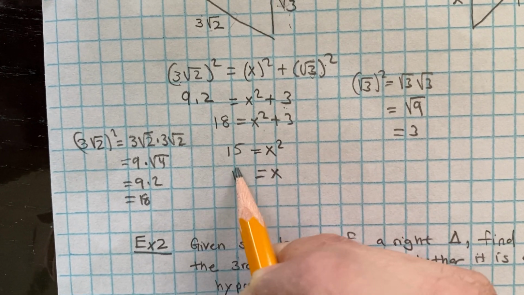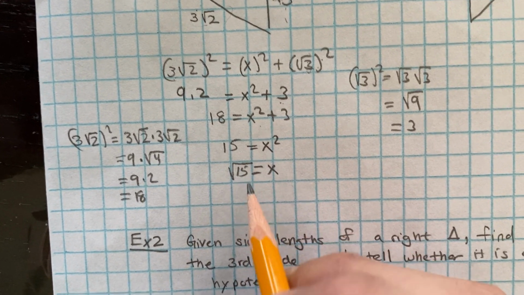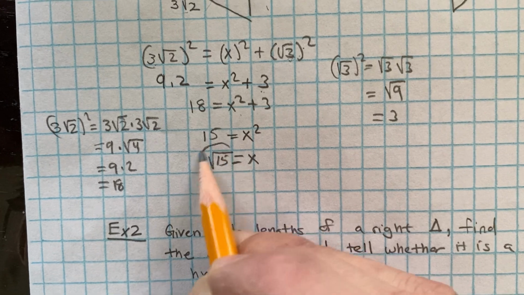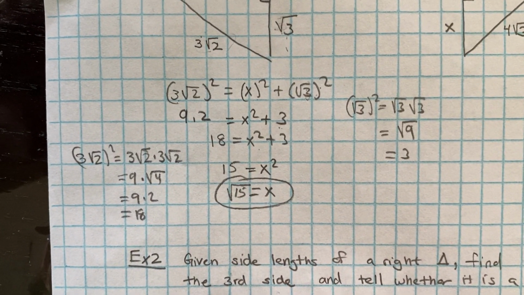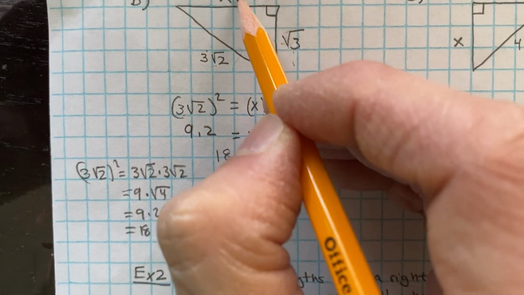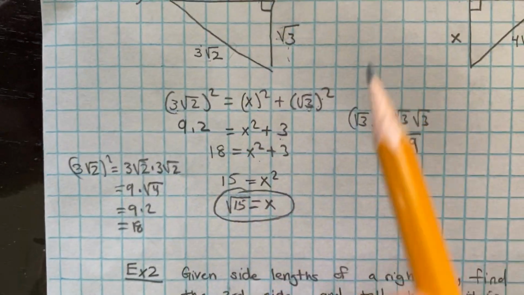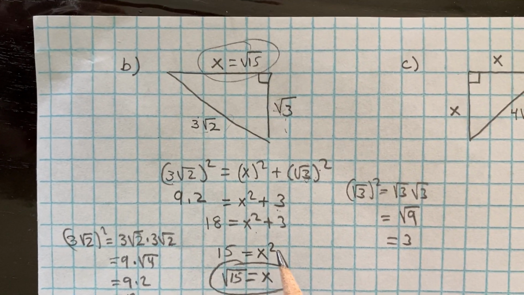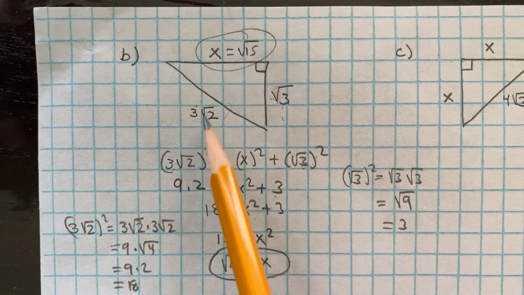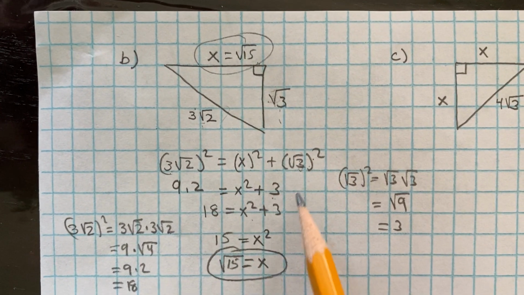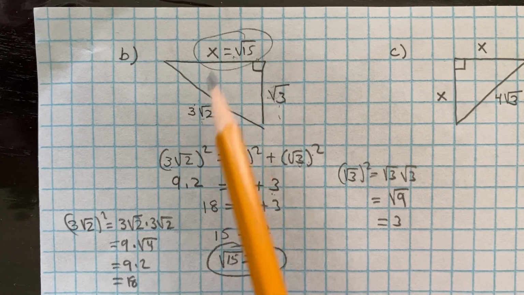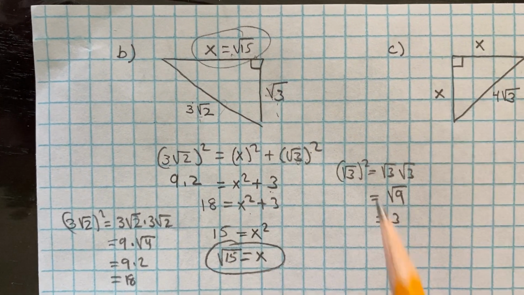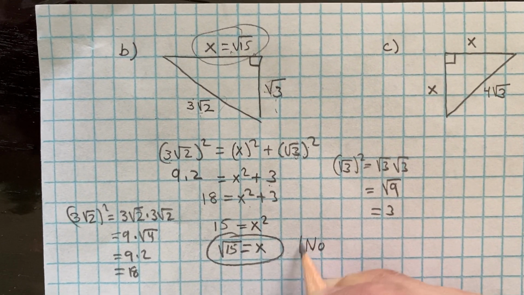And when you take the square root of 15, you can't simplify that any further. X is going to be equal to the square root of 15. Okay, so take a look, right, to answer that final question, right? Tell if it's a Pythagorean triple or not. These are all radicals, right? In order for it to be a Pythagorean triple, these values have to be all integers, meaning nice numbers. They're not, so you would say no, it's not a Pythagorean triple.